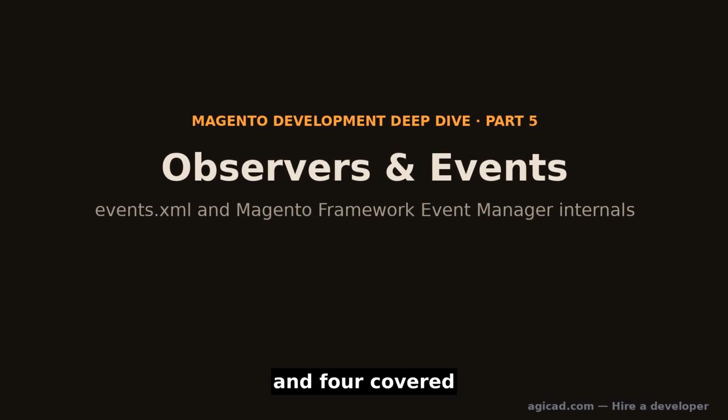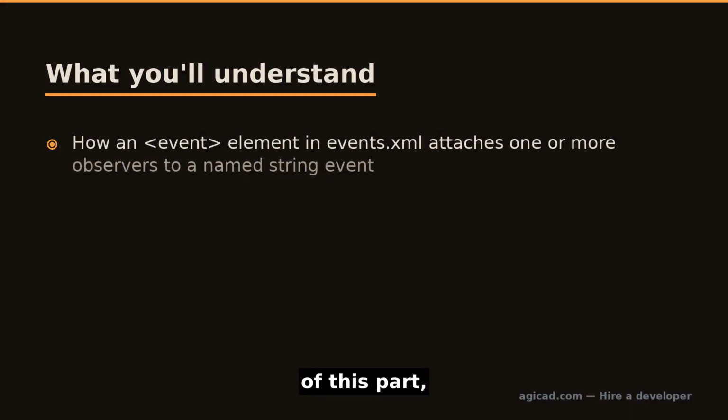Parts 3 and 4 covered dependency injection and plugins, 2 ways Magento lets your code hook into the framework. Part 5 covers a third, older mechanism, events and observers. We're reading the real event manager class, the event object, the observer interface, and the default invoker, all from the same pin tag we've used all series, 2.4.9, so every file and line you see is something you can open yourself. By the end of this part, 5 things should click.